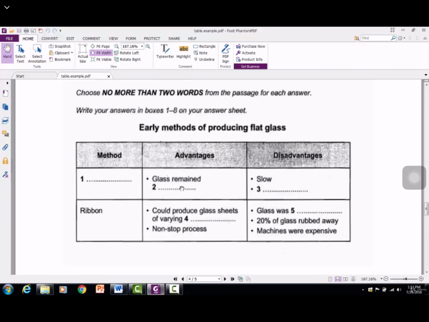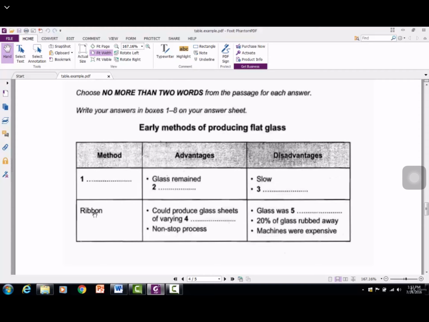All right, so when we're looking at this one here, for the table question, we treat it like a fill-in-the-blank question. We have to fill in. Number 1 is one method. Number 2 is another method, ribbon. The second method right here, ribbon. So what I would probably do is start with the second one first, because the word ribbon is going to be easy to find. It's a type of method, because it says right here, early methods of producing flat glass.